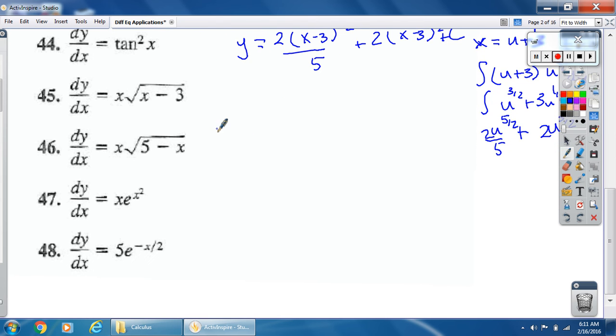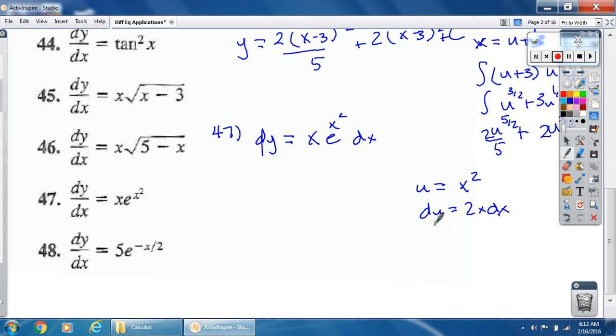47 is the last one, another u substitution problem. So when I separate, I get dy equal to x e to the x squared dx. I'm going to let u equal to the power, which is x squared. du is equal to 2x dx, and I don't need that 2. So when I do the u substitution, I'll have a 1/2 out front, and I'll have e to the u du, which is e to the u over 2.